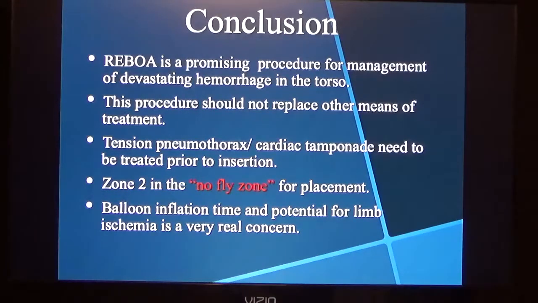So to conclude what we've been talking about, REBOA is obviously a very promising procedure for management of devastating or severe hemorrhage, specifically in the torso. The procedure shouldn't be done to replace any other means, and it should not delay transport of the patient to definitive care. Tension pneumothorax and cardiac tamponade are on the contraindication list because of treatment that needs to be done prior to the insertion of the REBOA.